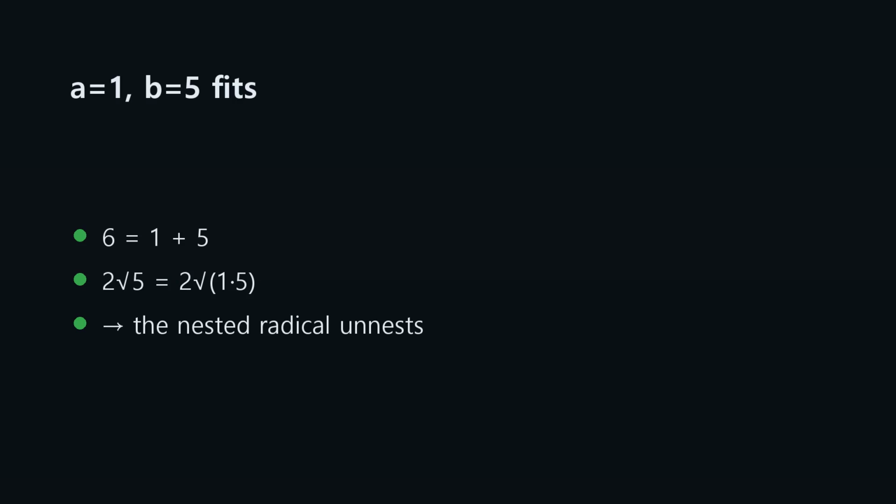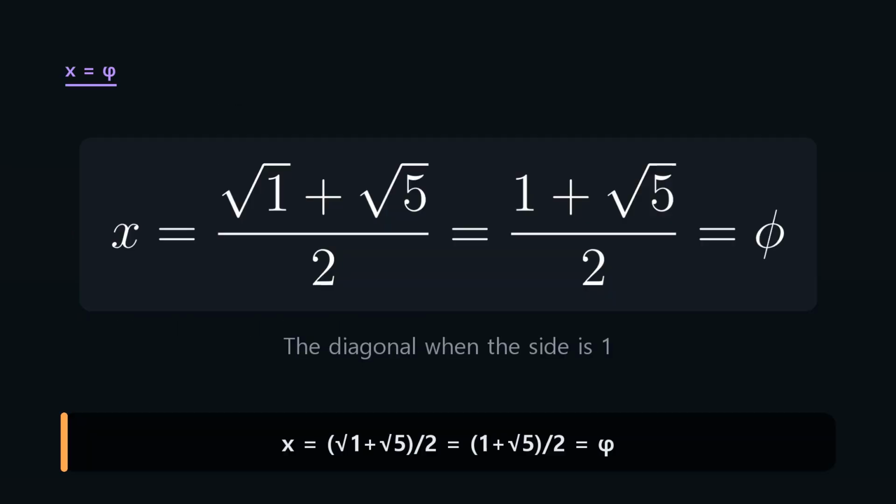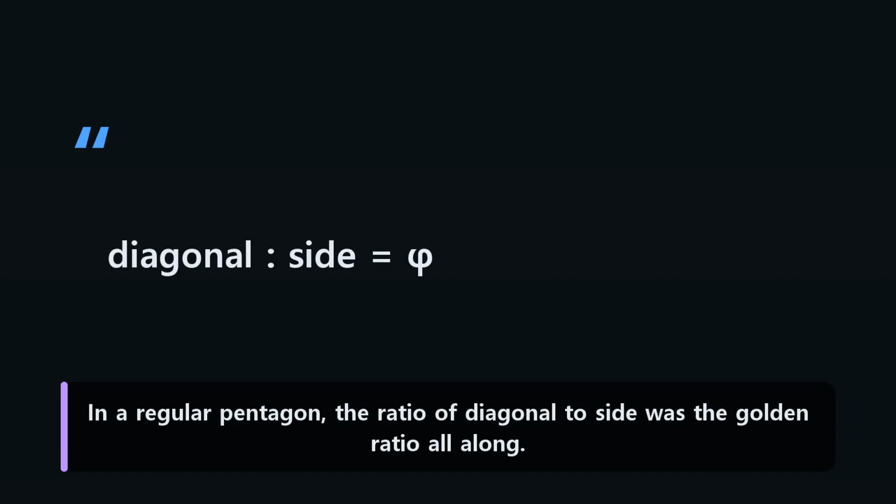Set a to 1 and b to 5. Then 6 is 1 plus 5, and even 2 times the square root of 5 fits exactly. So x is 1 plus the square root of 5 over 2. The very golden ratio we've been chasing all along. In a regular pentagon, the ratio of diagonal to side was the golden ratio all along.